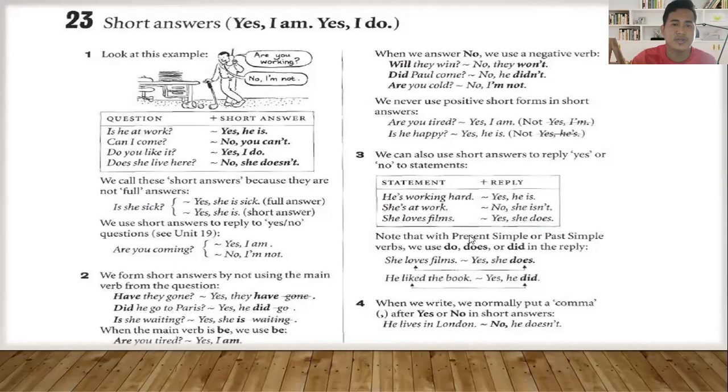Note: the statement is in the present simple or past simple verb. We use do or does for the present simple, and we use did for the past simple to reply. Do you understand? Like, example: "She loves films." "Yes, she does." You see?